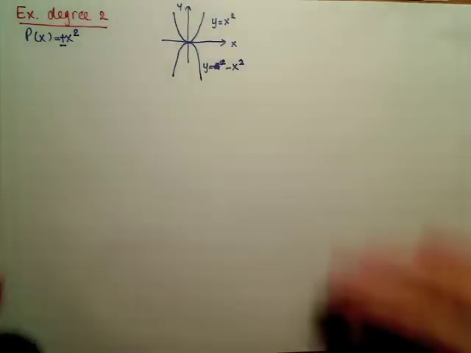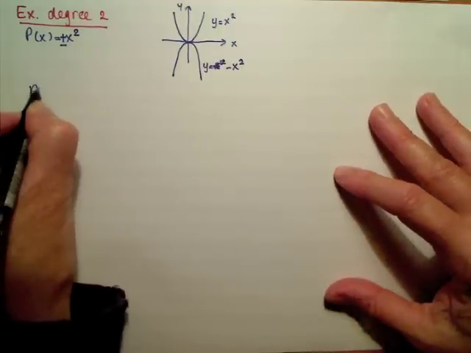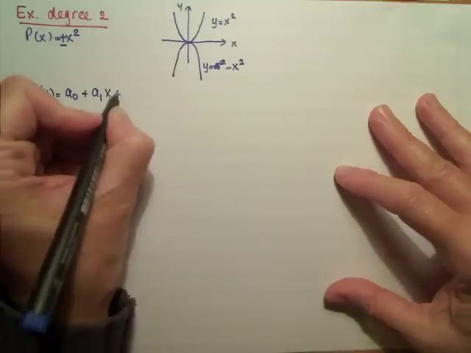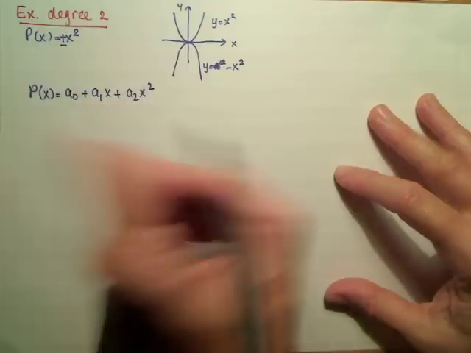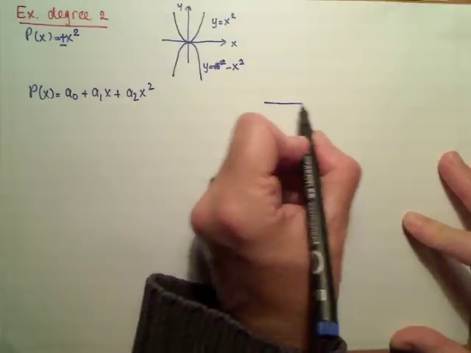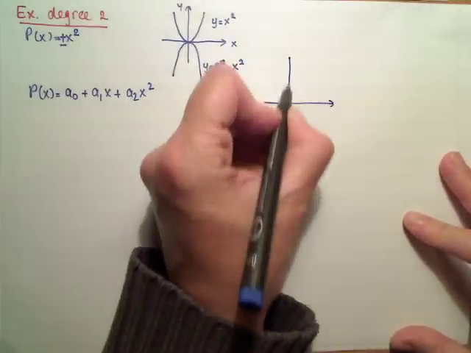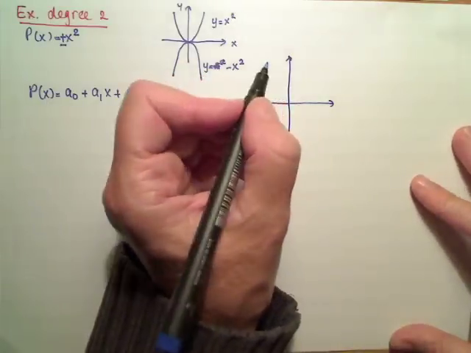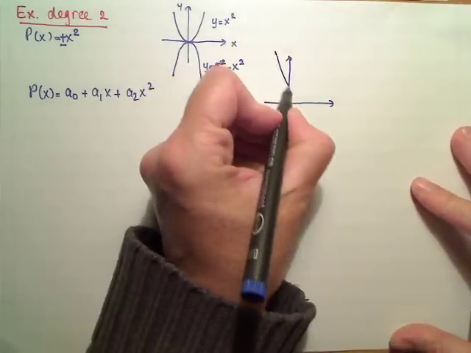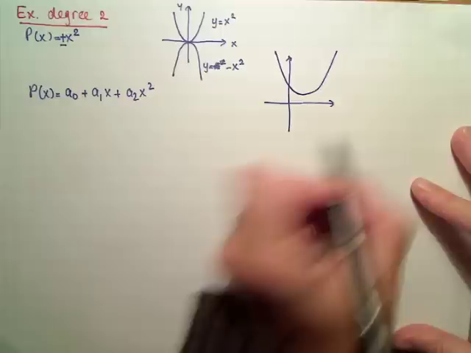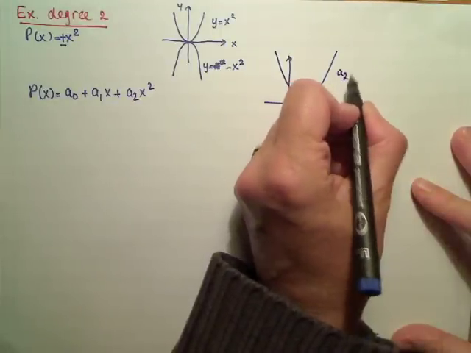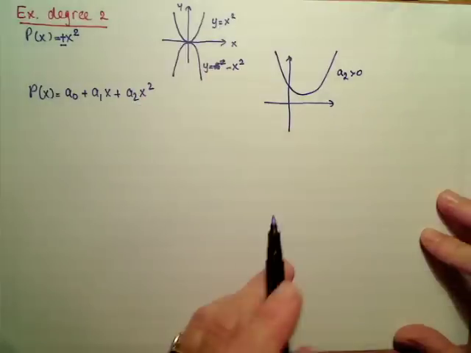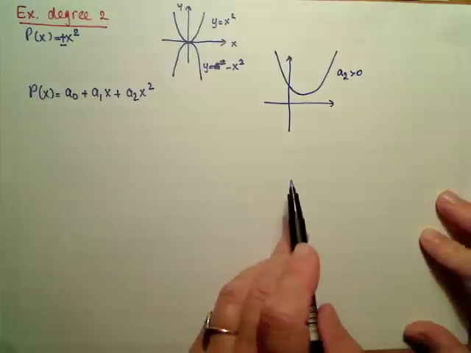Now let us look at the general version: p(x) equals a0 plus a1 x plus a2 x squared. The graphs have the same form. So for instance it can be like this. And this is typically the case when the constant a2 is positive, like in the case of y equals x squared, where a2 is 1.